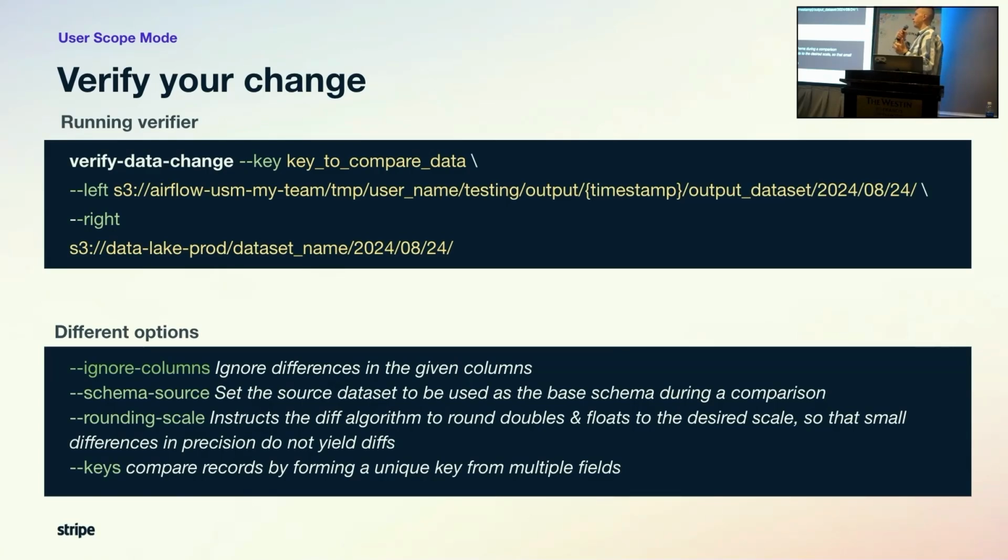But as well, sometimes you just need to ignore some columns that might not be relevant to your change, but they might affect the comparison results, as well as different options, for instance, rounding scale, which is really useful for our users, especially in a financial organization, because sometimes you don't really care about small changes like in the precision, but it can affect your summary of the result at the end.